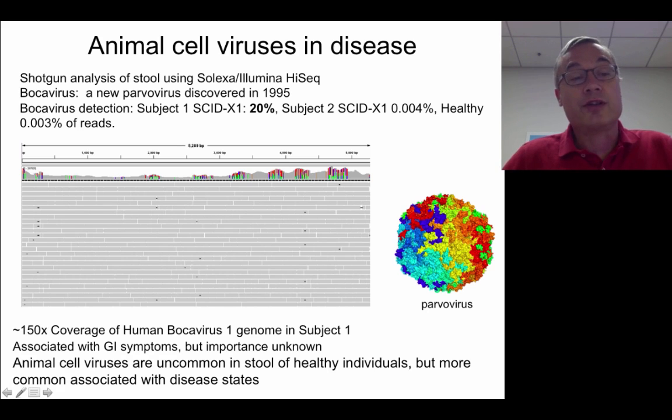This picture shows the genome and just the coverage. Each gray bar indicates a sequence read. So there's some hypervariable regions that are pretty cool. Here's a picture of another parvovirus, just to give you an idea. It's a spherical, non-enveloped DNA virus. So we got very large amounts of this virus in one kid. And so this is just an example of many, many studies showing that in healthy humans, there's not a lot of animal cell viruses, DNA viruses in stool, but in disease states, of course, you can find a lot more.